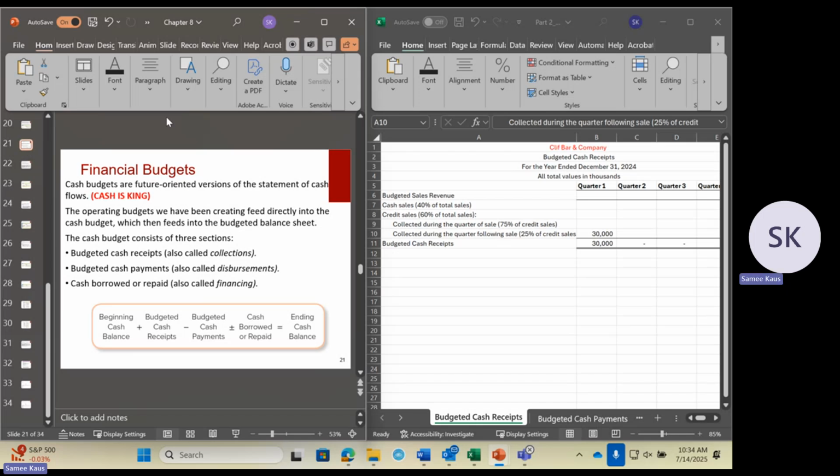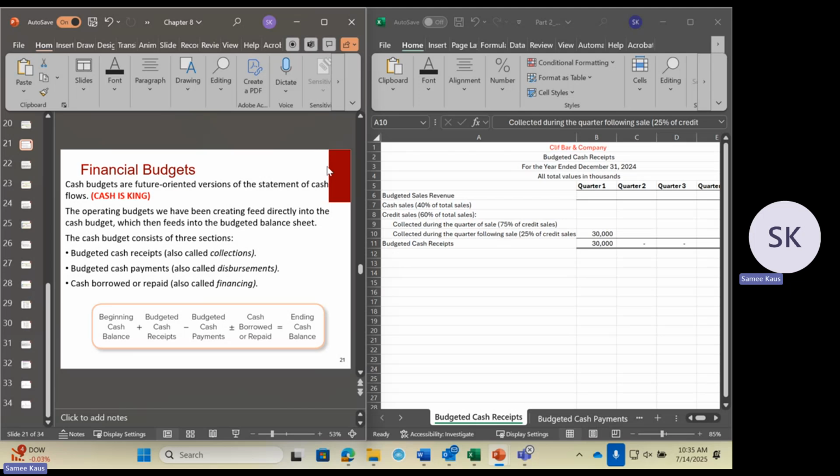Because once we prepare all of our operating budgets and our income statement, then we are left to prepare financial budgets. Financial budgets really are saying, okay, I understand my operating budgets. I understand how much I'm going to produce. I understand how much I'm going to need. And now I'm asking myself, how am I supporting that level of operation? So financial budgets typically are going to be based on cash receipts and cash disbursements, because that ultimately allows us to prepare our pro forma balance sheet.